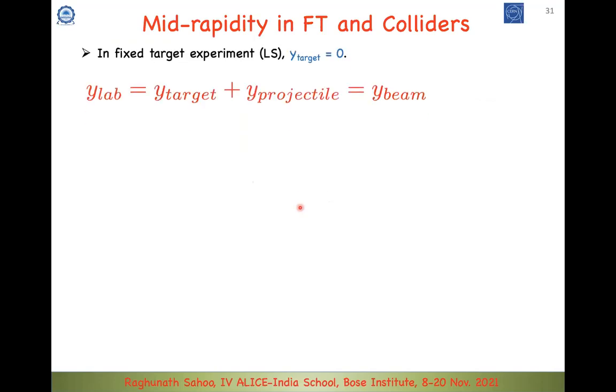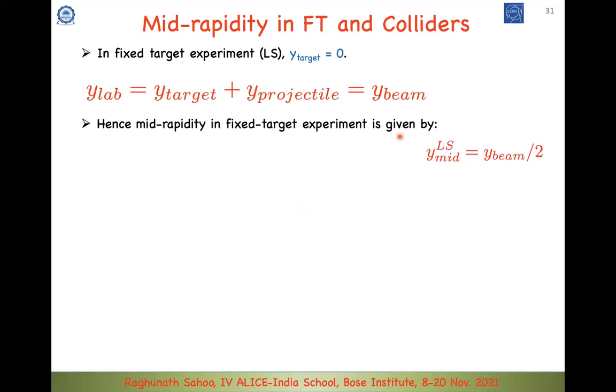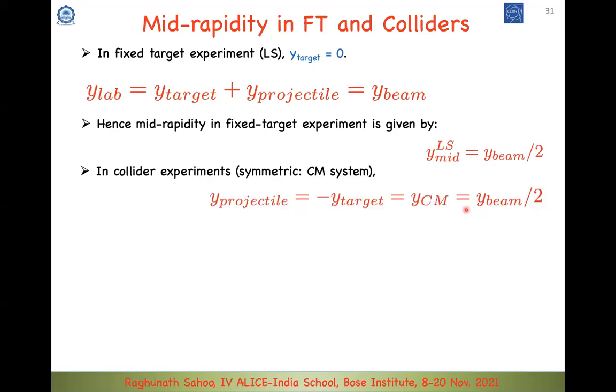Fine. And mid rapidity in fixed target and colliders, this you should also know as a part of kinematics. In the laboratory system, your y lab is equal to y target plus y projectile, and this is equivalent to your y beam. And the mid rapidity in fixed target, your y mid in the laboratory system, is equal to y beam by 2. So that will be the mid rapidity. And in the collider system, your y projectile is equal to minus of y target, and this is equal to ycm, and this is again y beam by 2.